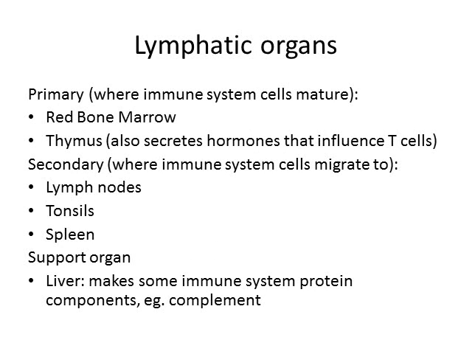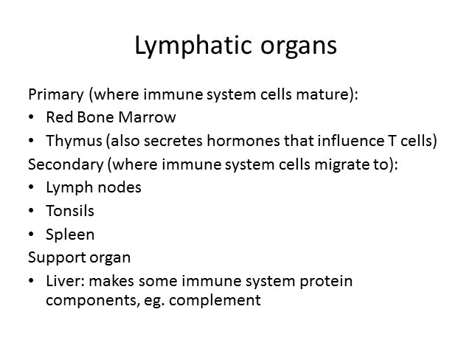The lymphatic organs themselves, we can divide them into primary, secondary, and support structures. The primary lymphatic organs are those areas where immune system cells mature, and those come from an immature form into a mature form, and that would be the red bone marrow and the thymus. The thymus doesn't just mature immune system cells, it also secretes some hormones that influence T cells, which we won't go into detail for the sake of this lecture.